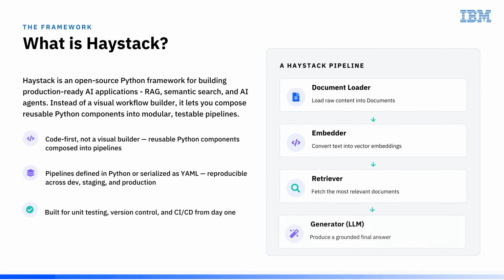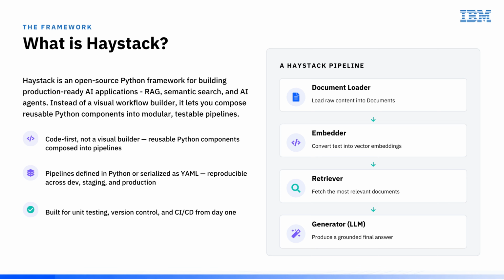Before diving into our contribution, let's spend a minute understanding Haystack. Haystack is an open source Python framework designed for building production-ready AI applications such as retrieval augmented generation, semantic search, and AI agents. Unlike visual workflow tools, Haystack follows a code-first approach. Developers build reusable Python pipelines, making applications easier to test, version, and deploy.